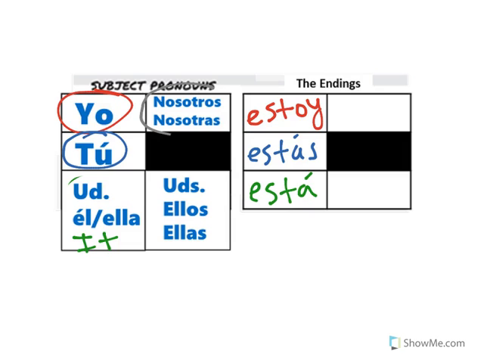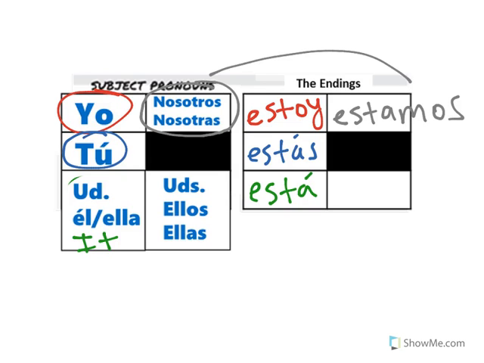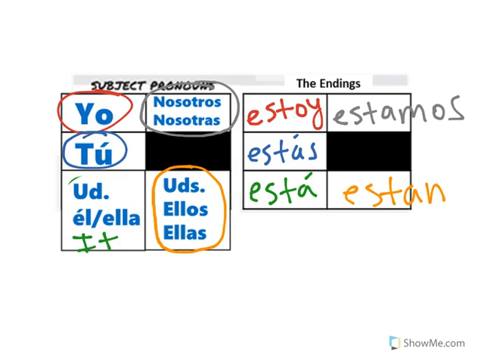The nosotros and nosotras, the we, is estamos. This is the long one. That means we are. And finally, the ustedes, the y'all, ellos and ellas, they, is están, with an accent.